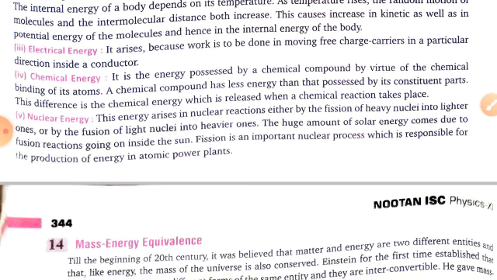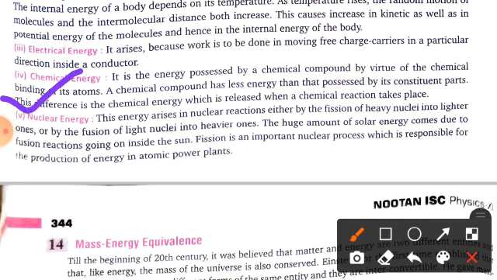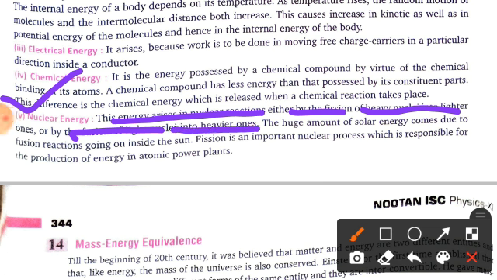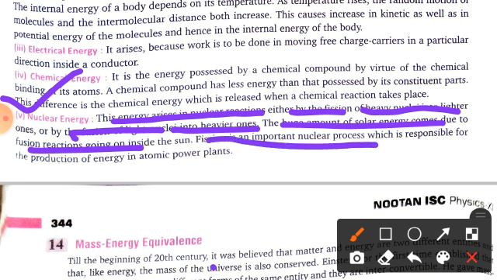Clear? Now you can see here we are going to discuss nuclear energy. This energy arises in nuclear reactions, either by fission or fusion. I hope you know very well what fission and fusion are. There are two kinds of nuclear reactions, one is fission and another one is fusion. In the fission process, a heavy nucleus breaks down into lighter nuclei, while in fusion, lighter nuclei combine together and form a heavier one. Fine. So the huge amount of solar energy comes due to the fusion reaction going on inside the sun. Fusion is an important nuclear process which is responsible for the production of energy in atomic power plants.